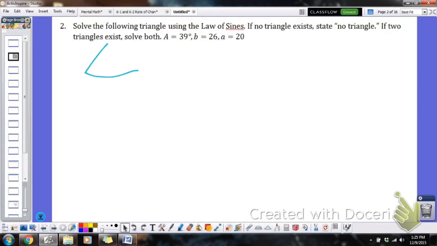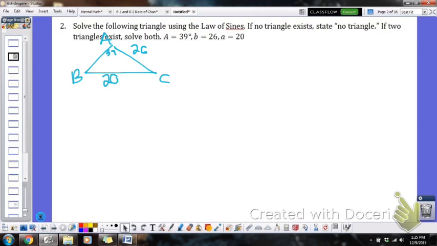Horrible triangle. Angle A is 39. Little b is 26. And little a is 20. So the angle given is 39. I need to see if that is obtuse or acute. Well, 39 is less than 90, so it is acute. So I'm on the right side of my tree.